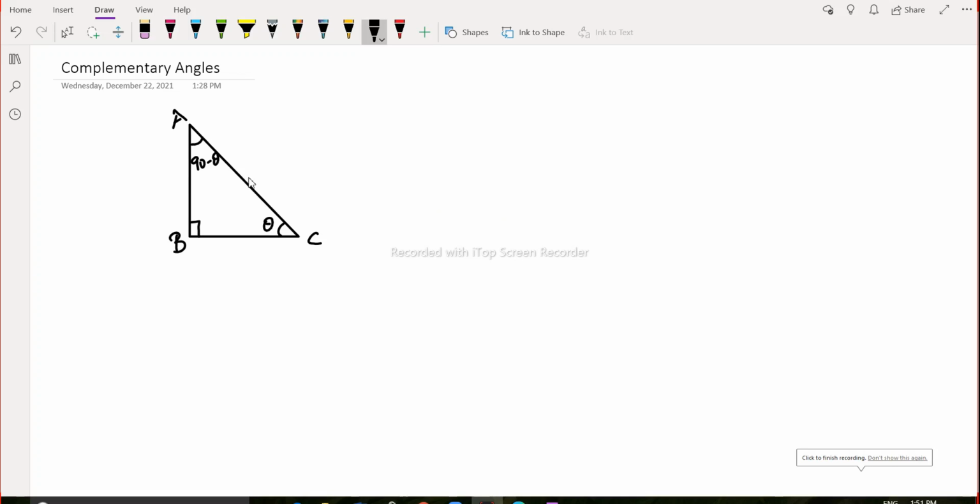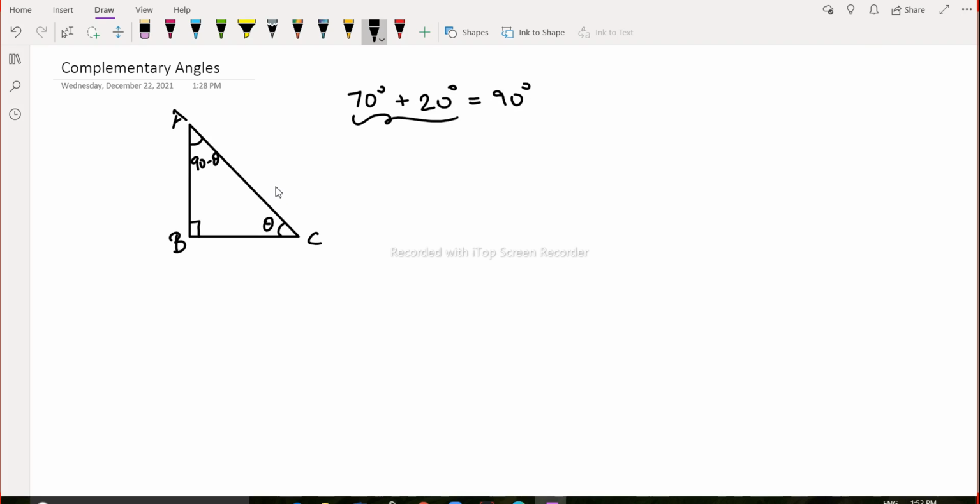Let's start off with the concept of complementary angles. So what do we mean by complementary angles? If the sum of two angles, so let's say there is an angle 70 degrees and 20 degrees, the sum of these two angles is equal to 90 degrees. Then we call these two angles complementary angles.